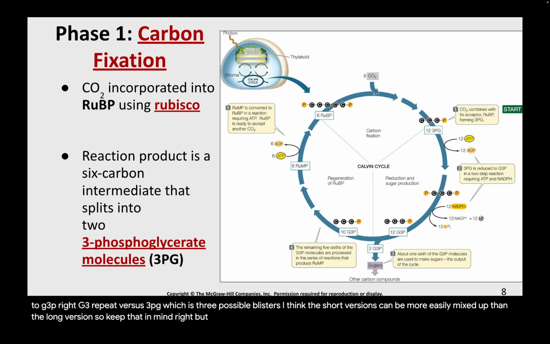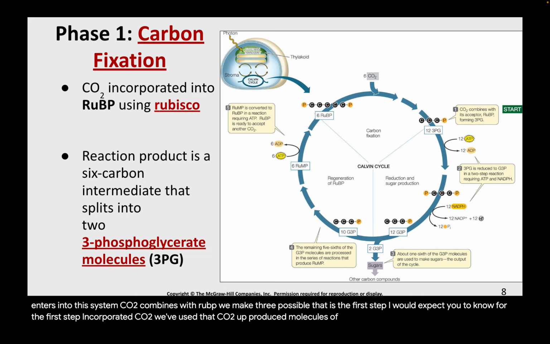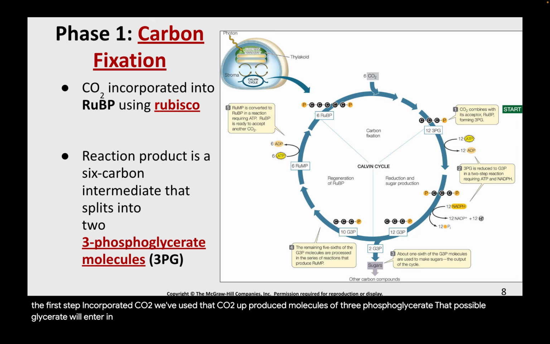But actually 12 3-phosphoglycerate molecules are made for every 6 CO2 that enter into this system. So once CO2 combines with RuBP, we make 3-phosphoglycerate molecules. And that is the first step, right? That is all that I would expect you to know for the first step. So we've incorporated CO2, we've used that CO2 up, we've produced molecules of 3-phosphoglycerate. That phosphoglycerate will enter into the next phase here.